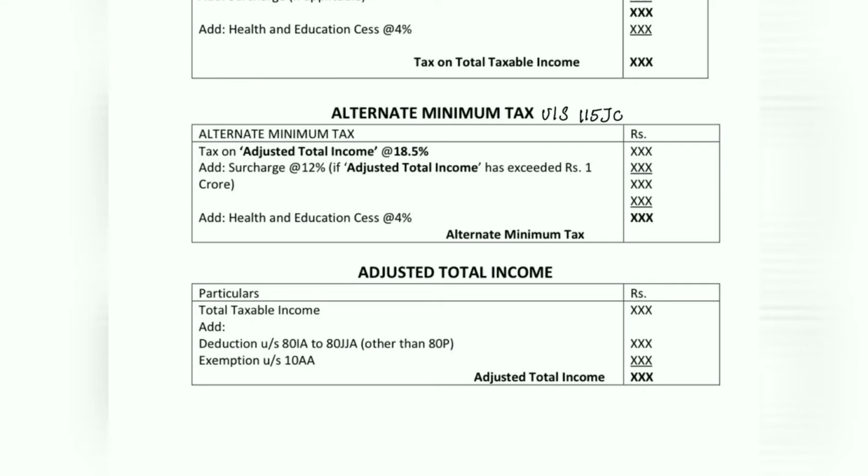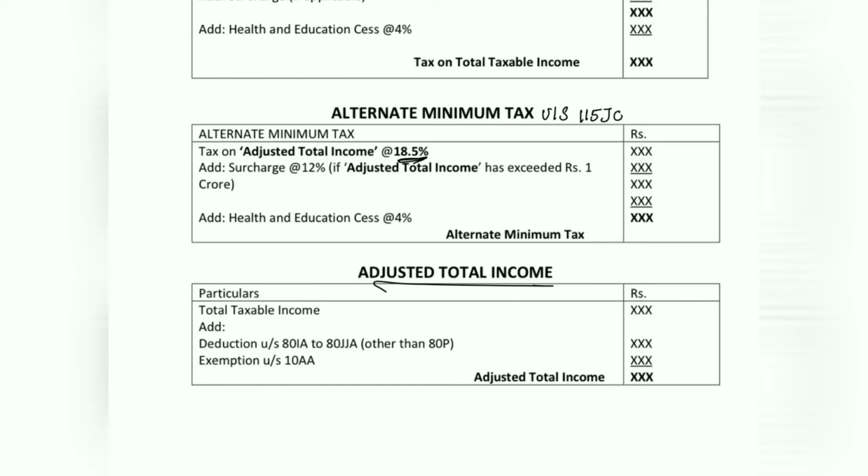115JC: where the regular income tax payable for a previous year by a person other than a company is less than the alternate minimum tax payable for such previous year, then the adjusted total income shall be deemed to be the total income of the firm, and such person will be liable to pay income tax on such total income at the rate of 18.5%.